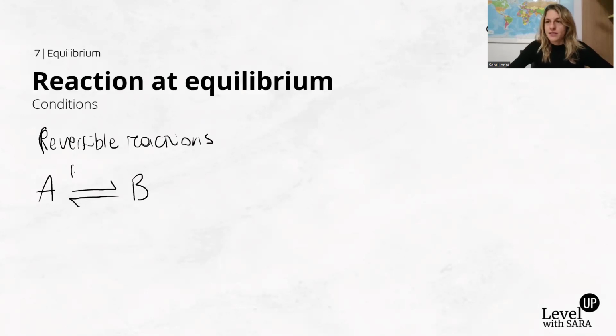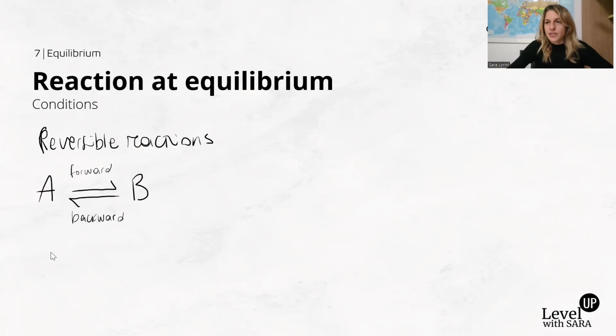And we call this the forward and this the backward reaction. Okay, so we have this half-headed arrow which shows that the reaction occurs in both ways.